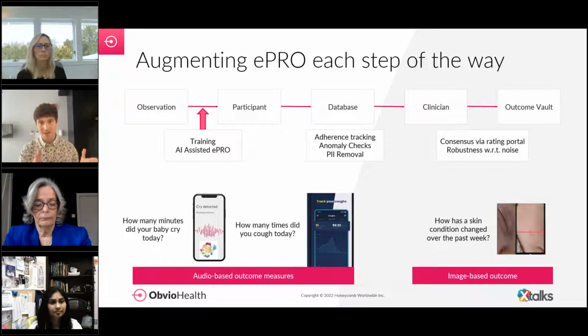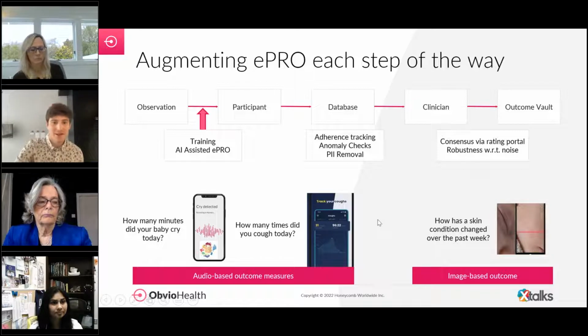So the three main examples I'll talk about today are, first, the research question: how many minutes did your baby cry today? The second research question is, how many times did you cough today, or your child cough today? And finally, how has the skin condition changed over the past week? And how can we create better evidence for those three questions? And you can see that for each of those questions, that's a question we ask in many clinical trials. So first, let's hop into audio, the next slide.